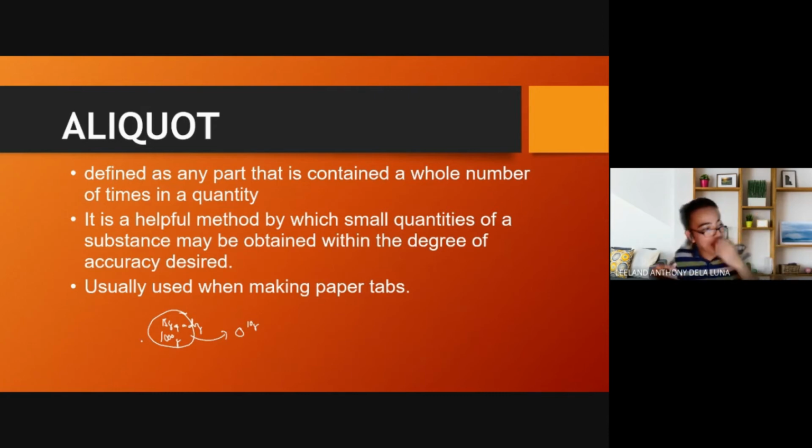Bigyan ko kayo ng isa pang halimbawa. Normally, class, ginagamit natin ito in paper tab making. Familiar ba kayo sa paper tabs? Have you heard of the term paper tabs? Paper tabs, class, ito yung ginagamit natin when we're dosing children, pediatric patients, neonates. Obviously, class, kung neonate yan, ano ang dose niya? Mas malaki, mas maliit?